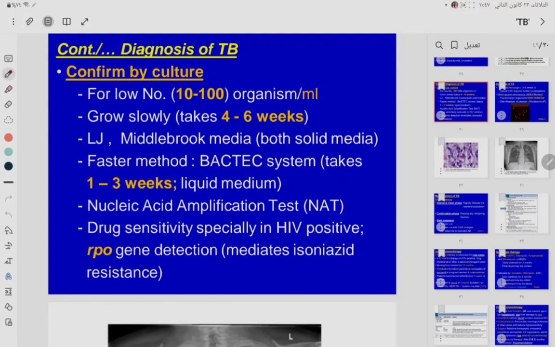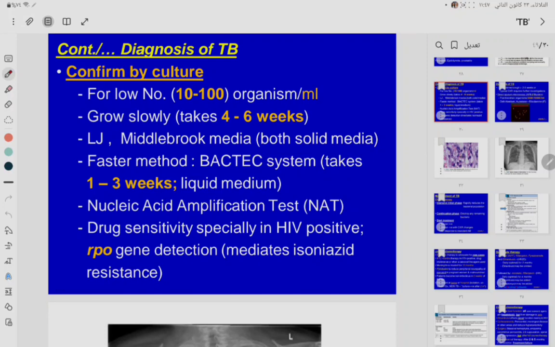Nucleic acid amplification, PCR, drug sensitivity, especially in HIV positive, rpoB gene detection is important, because we will talk about multi-drug resistant TB, with resistance to isoniazid and rifampicin. Then we'll talk about it in the basics.